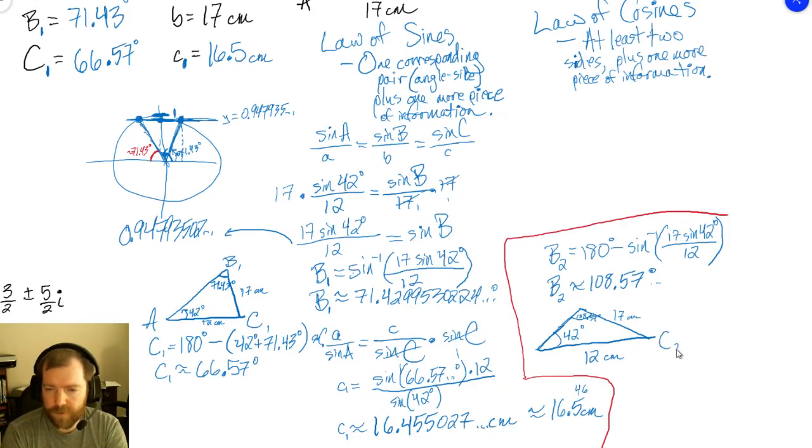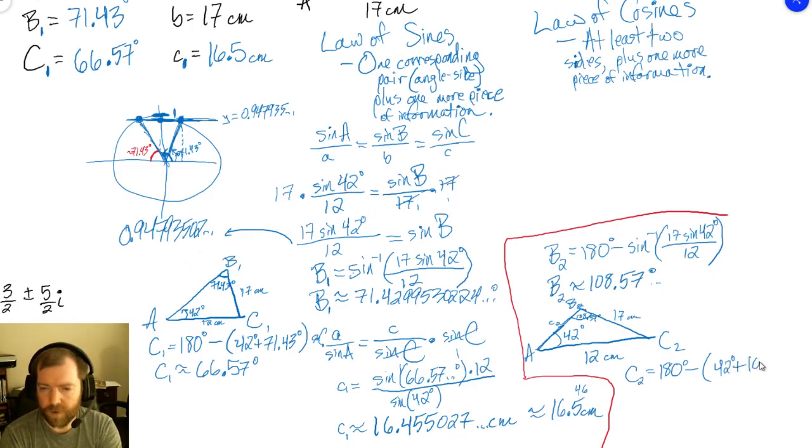Alright, so then we're looking for C2 and little c2. So how do we get those? Well, again, same deal as we did before. We have to look for big C2, which is equal to 180 degrees minus the sum of the angles we already have. So again, 42 and 108.57 degrees.